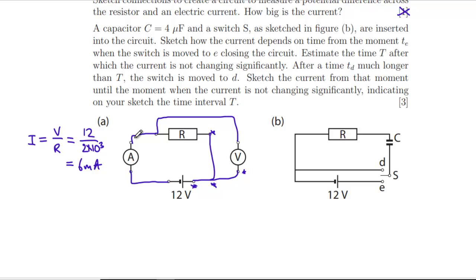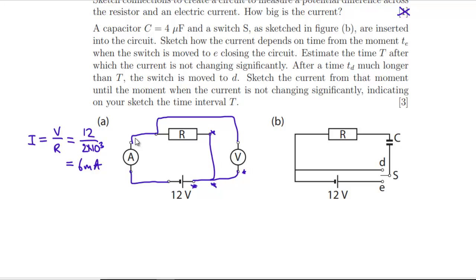Capacitor C of 4 microfarads, switch S. They've sketched out a little circuit where the switch is flicking backwards and forwards, charging up the capacitor using the cell and then discharging it through the resistor. Sketch how the current depends on time from the moment t=0 when the switch is moved to E, closing the circuit. Estimate the time T after which the current is not changing significantly.